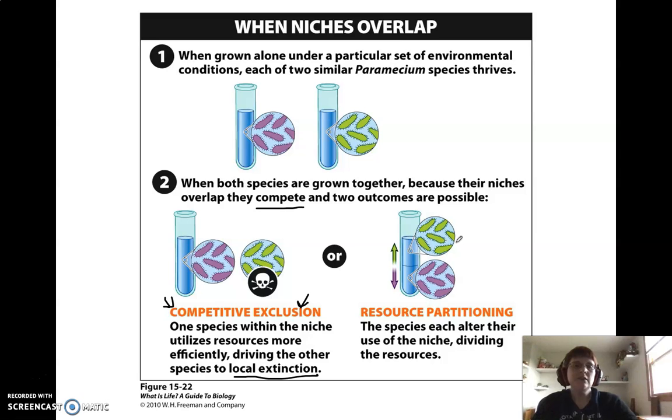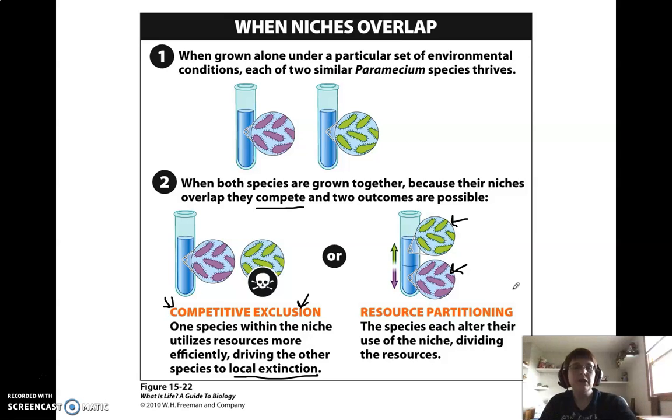So they're still able to use the resources, it's just that they're not using them to their optimum. And so the two won't get as big of a population as they had up here when they were by themselves. But, for example, the green Paramecium are going to hang out towards the top because they do better up there. The purple ones are going to hang out towards the bottom. They do a little bit better down there. This way, neither of them is going to get excluded. They both get to use the resources, but neither population is going to get very big.